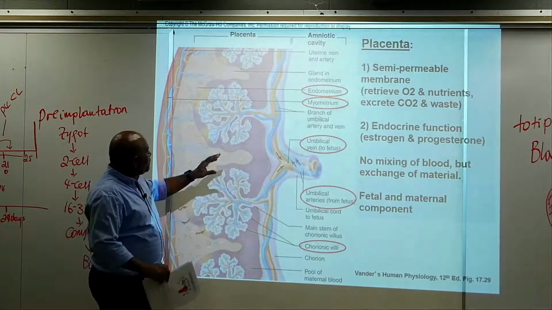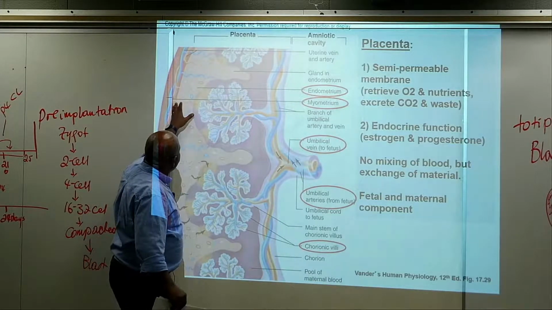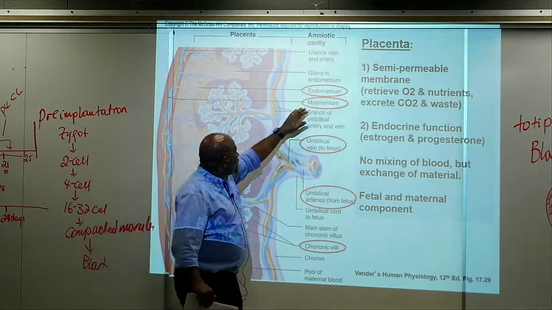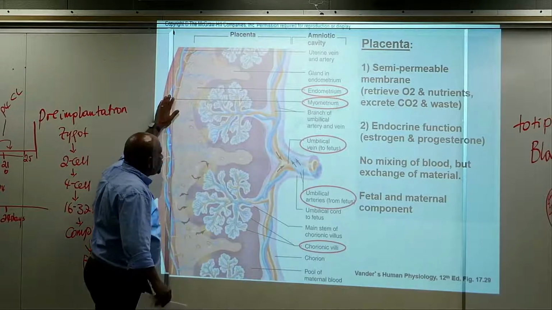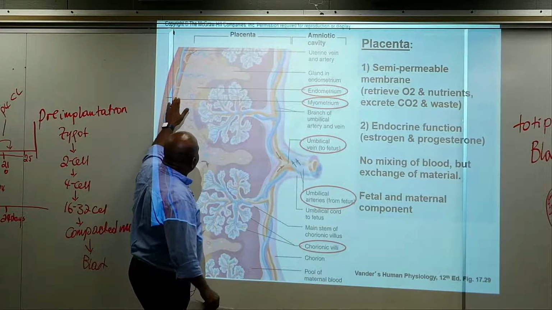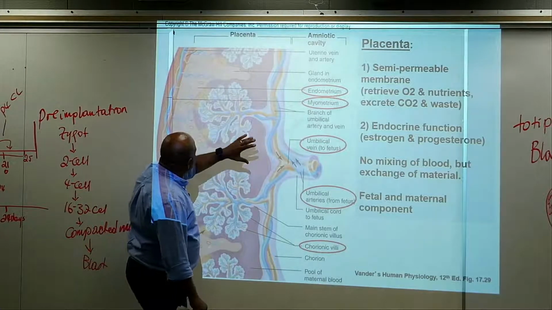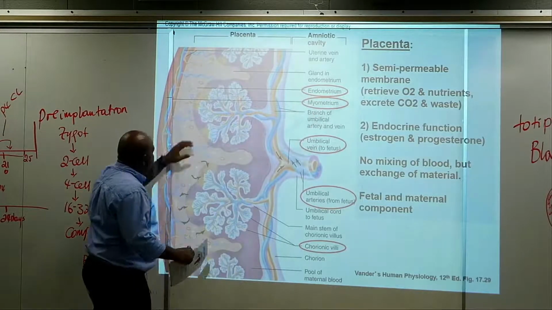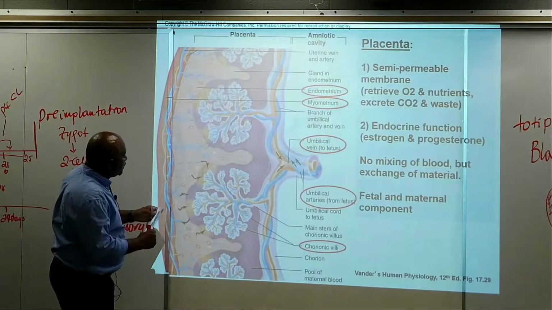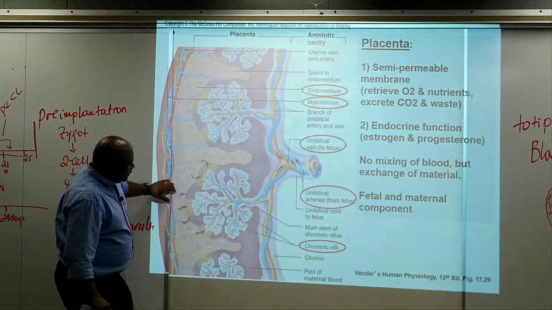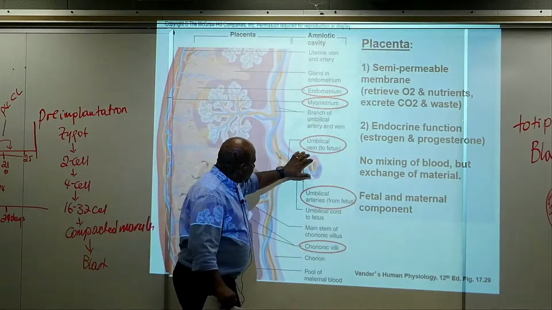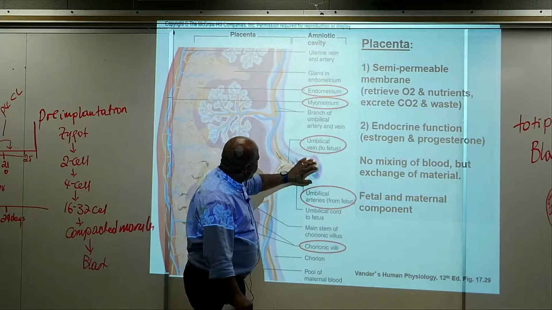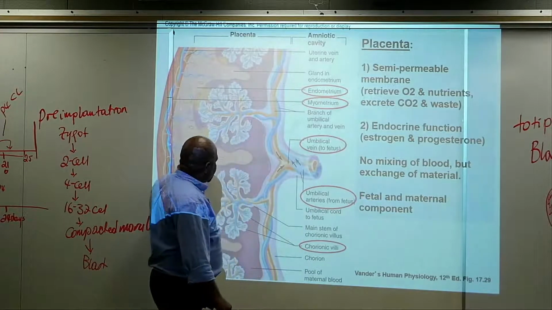The endometrial side has two layers. One is the endometrium, the inner side, and the other, the outer side, is the myometrium. So the main contact between the embryo and the mother is through the endometrium side of the maternal uterus. This is the umbilical cord, which is connecting the fetus with the placenta.